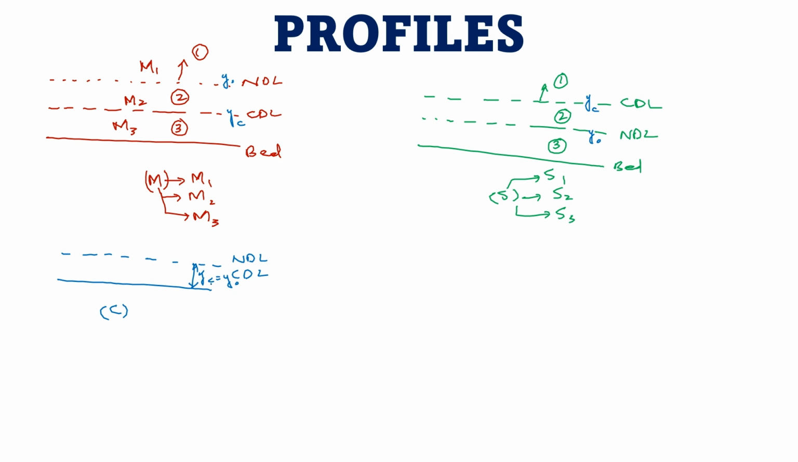In this case, we only have two sections, one above this line and one below this line, between bed and the upper line. If we see in the mild and steep cases, between NDL and CDL there is region 2. But in this case there is no region 2 because NDL and CDL have become the same, have overlapped each other. The region 1 is there and region 3 is there, but region 2 will be missing as there is no gap between CDL and NDL.